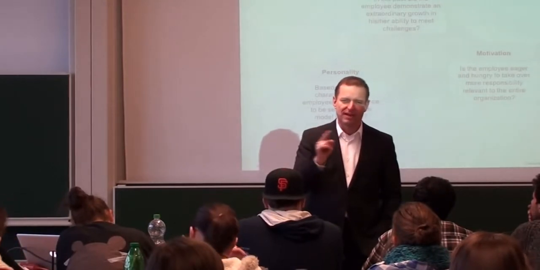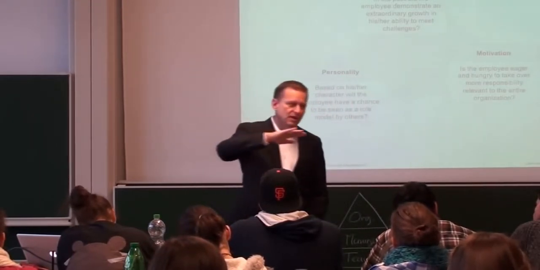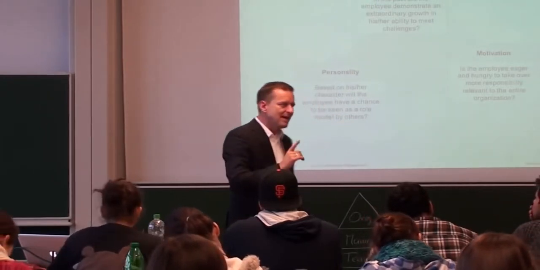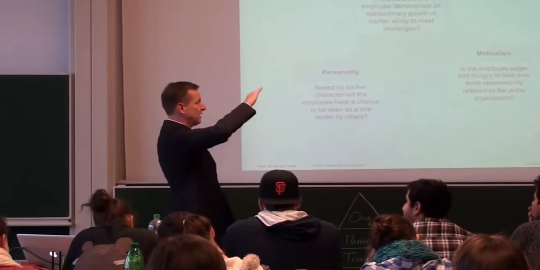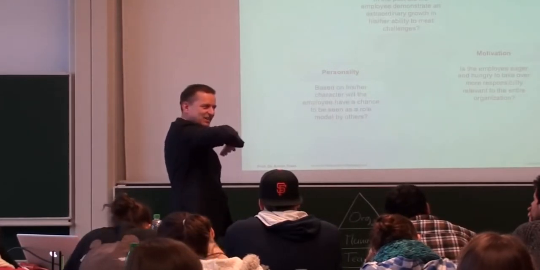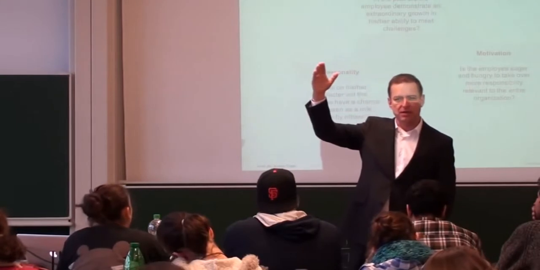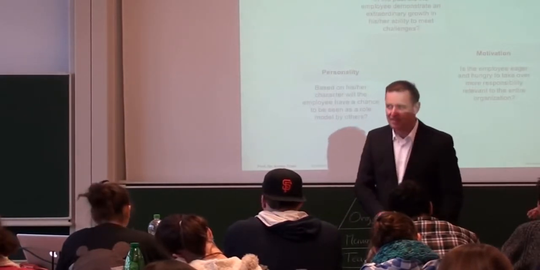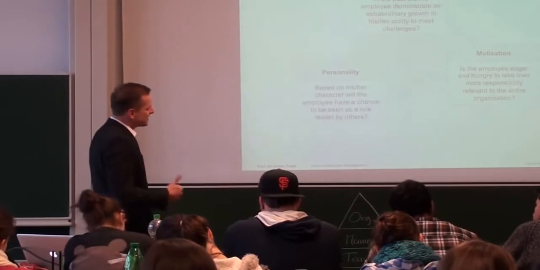If you compare these two people, A and B, you would go for B. Why? Because person B learned so fast, improved his or her performance so fast, took over responsibility so fast. So the idea is, if somebody demonstrates an extraordinary growth in ability, then we assume that this growth will continue, and we will see a lot more in the future. So we predict future performance development based on past performance development. If somebody developed very fast in the past, then this person will develop very fast in the future. That's a fundamental idea. The next criterion is around personality.